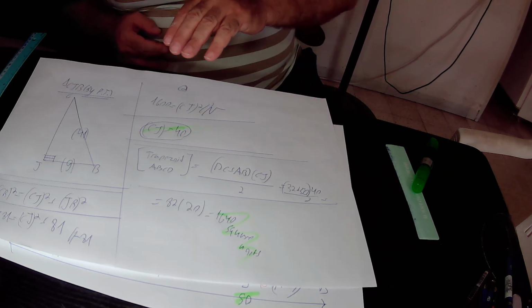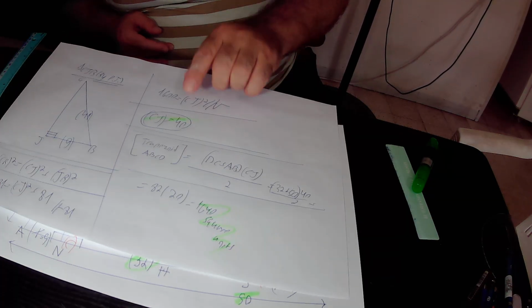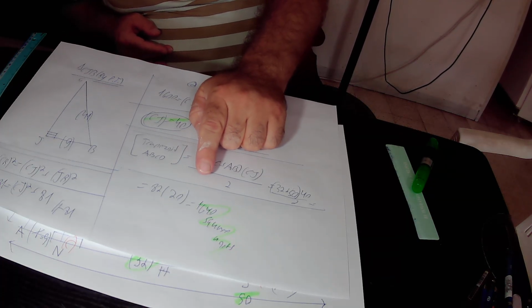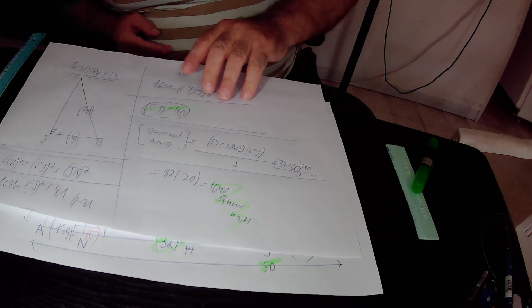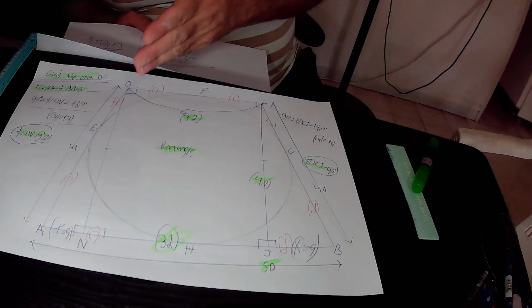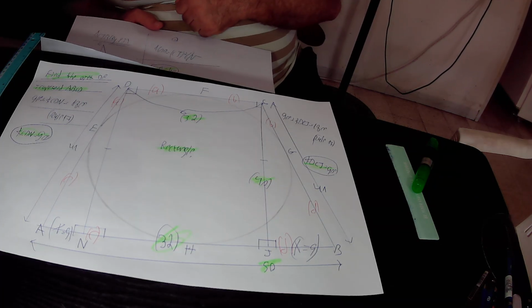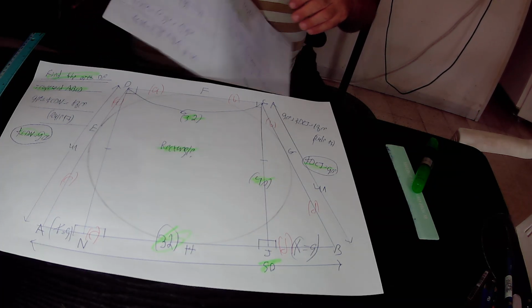So in total, the area of this trapezoid ABCD equals 82 times 20, that is 1640 square units in size. But again, we found that the area of this trapezoid ABCD equals 1640 square units in size. So we finish with the first question.